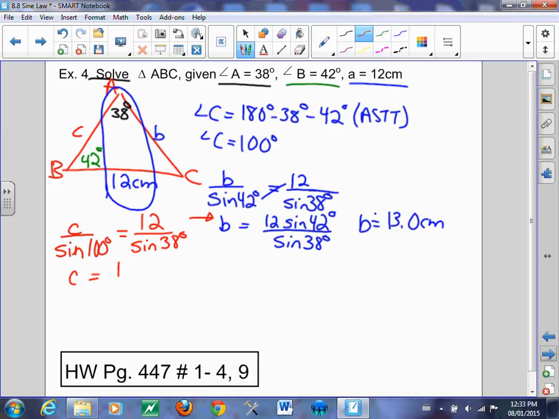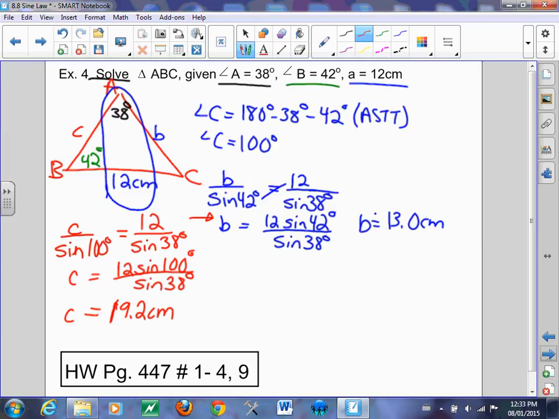C equals 12 sine 100. Hopefully you got the hang of that now. Divided by sine of 38. C equals 19.2 centimeters. Awesome. So here is our first look today at oblique triangles. Sine law has a match. Next day we'll be dealing with what happens when we don't have a match, and that's going to be the cosine law.